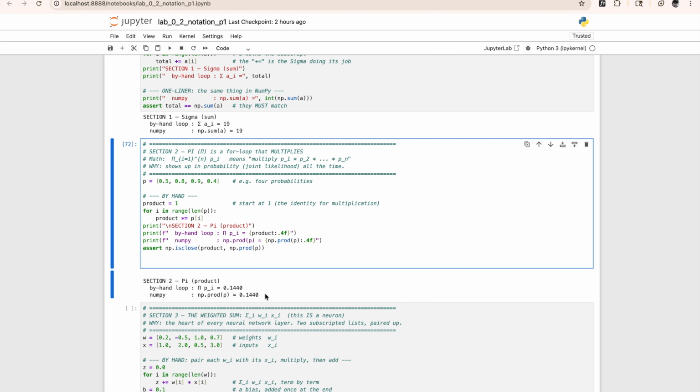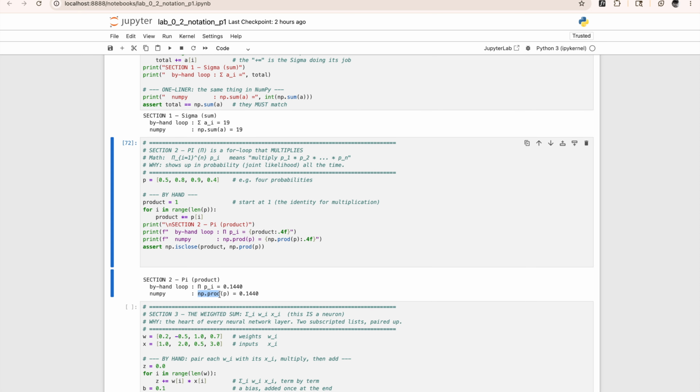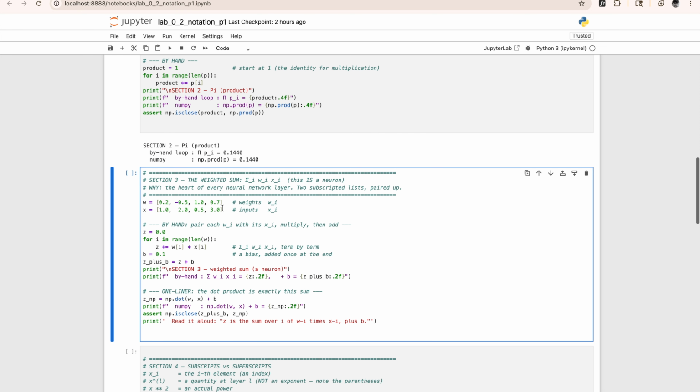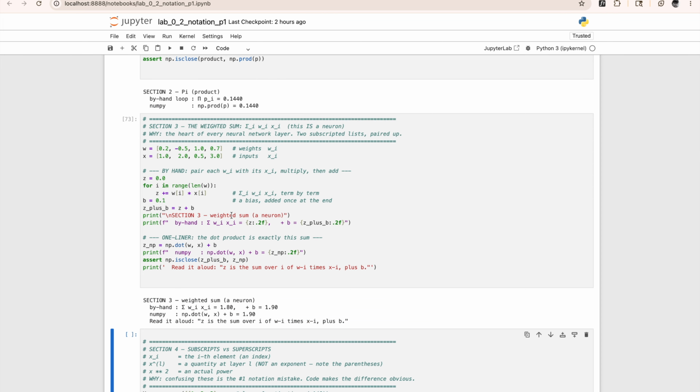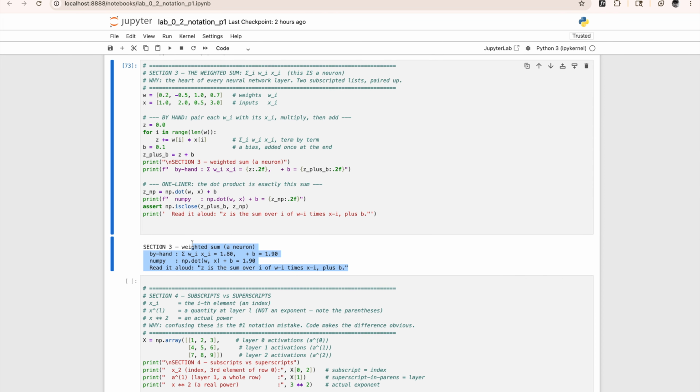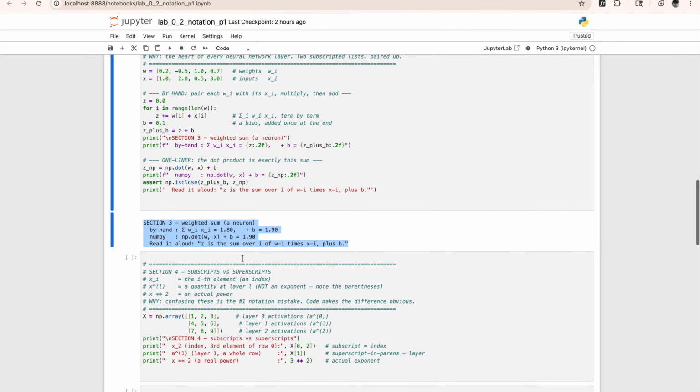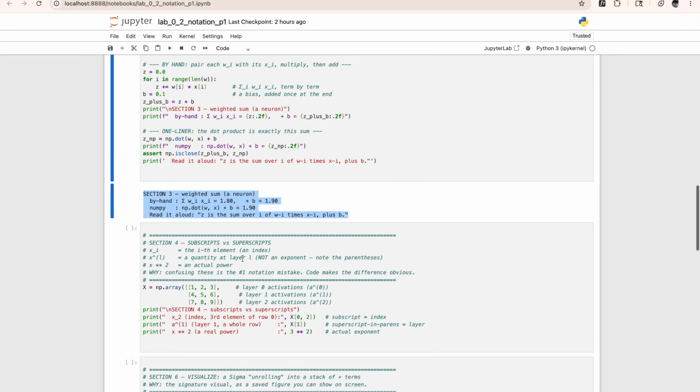Now the payoff. Here's the formula at the heart of every neural network. Sigma W sub I X sub I. Pair each weight with its input, multiply, and add them all up. By hand it is a loop. In NumPy it is a single dot product. Add a bias b and you have just computed exactly what one neuron does. Read it aloud. Z is the sum over I of Wi times Xi plus b. That is a sentence now, not a wall.